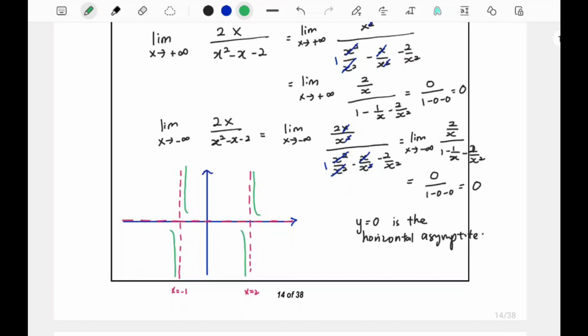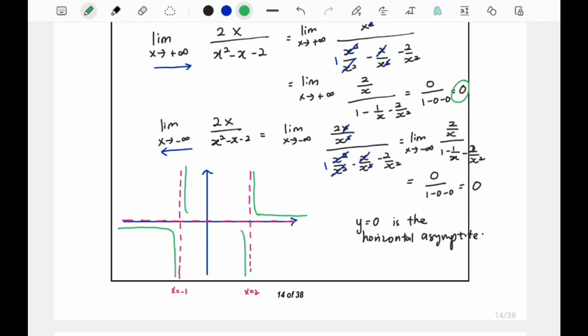Let's take a look at the horizontal asymptote. When x approaches positive infinity, it means going to the right, and negative infinity to the left. As x approaches positive infinity, the function is going to approach 0. So to the right, y equals 0. To the left, also 0. So what about the center part?